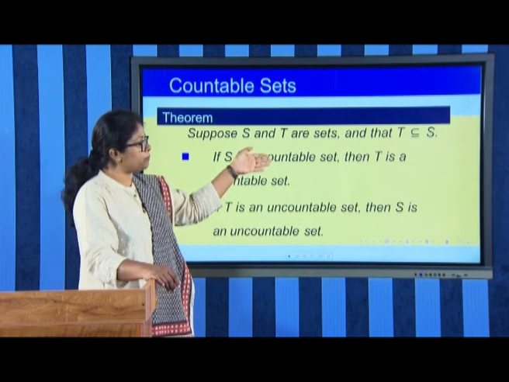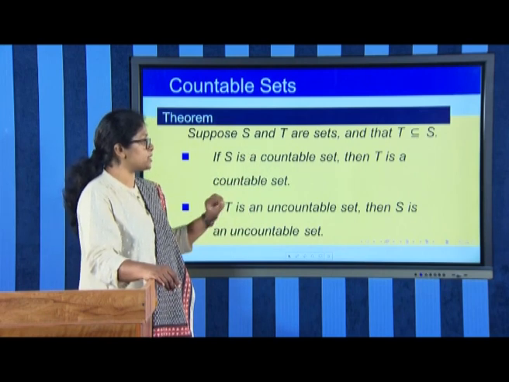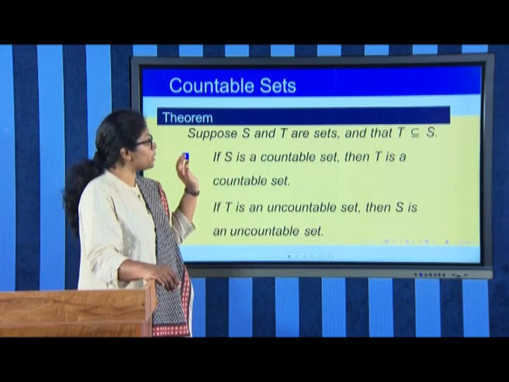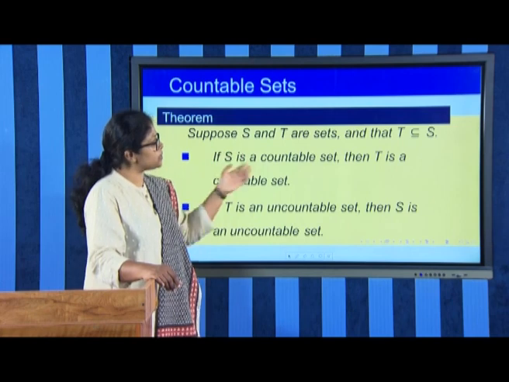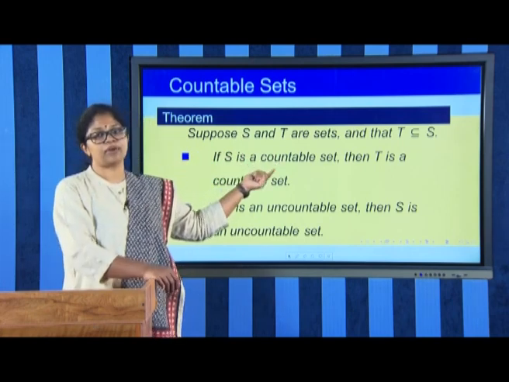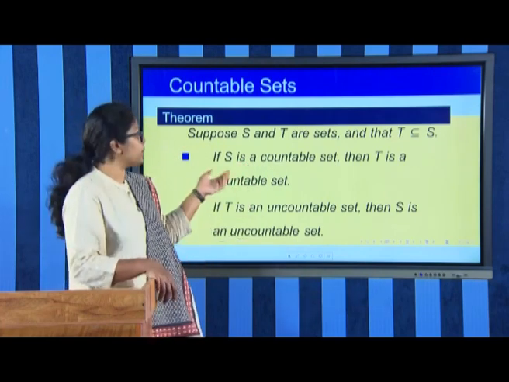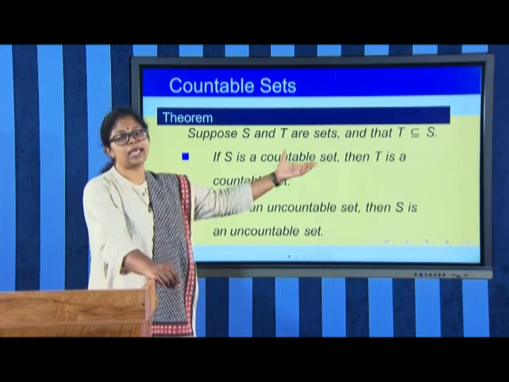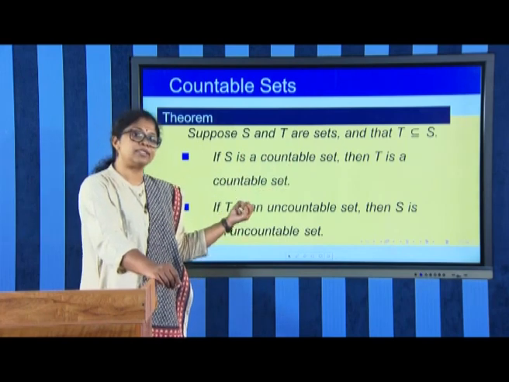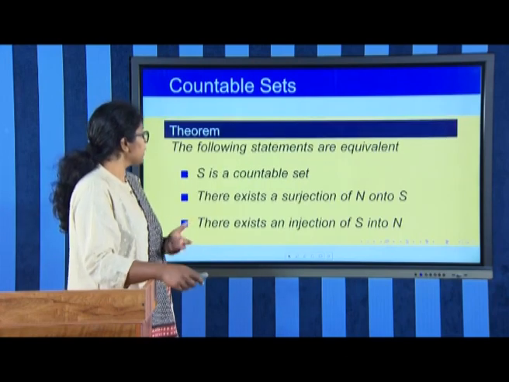So this is actually like P implies Q and negation Q implies negation P. So we need to prove only one statement, and this proof is quite evident because a countable set means it is either finite or denumerable. The finite part we have already seen. Now, if S is a countable set, then definitely any subset of the countable set is also countable. So the proof is quite simple.